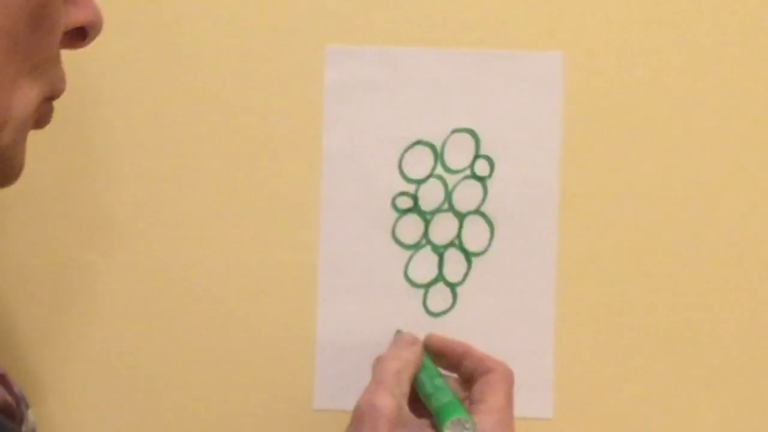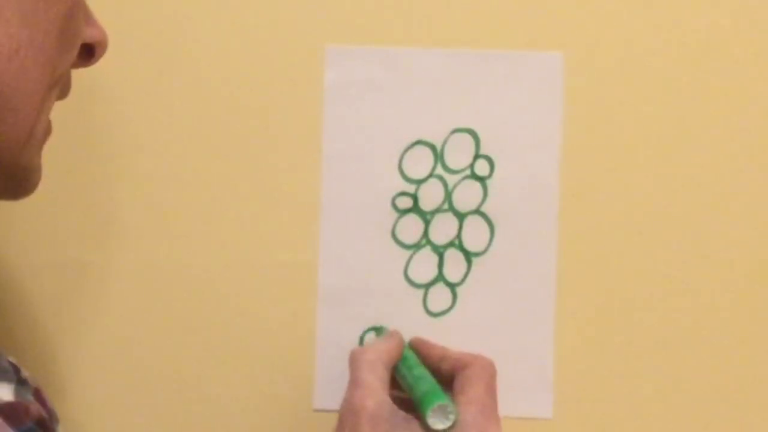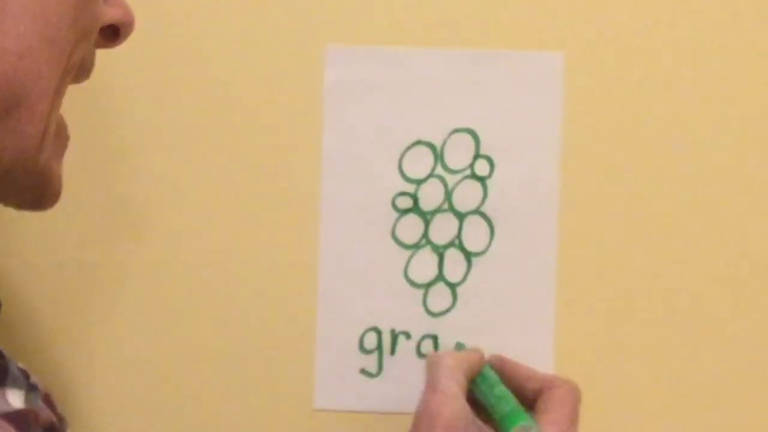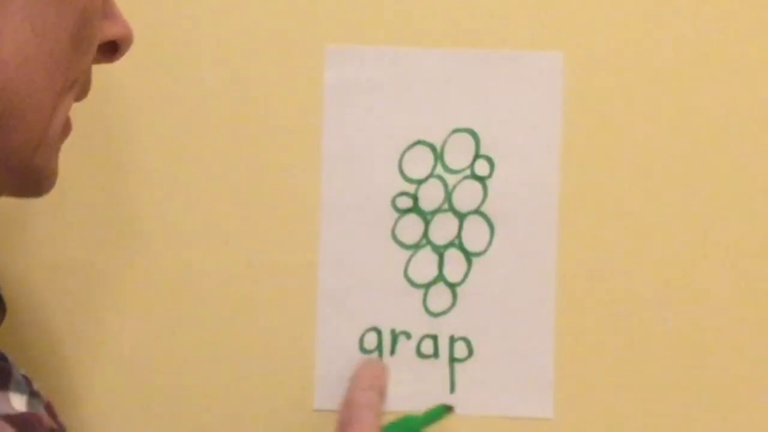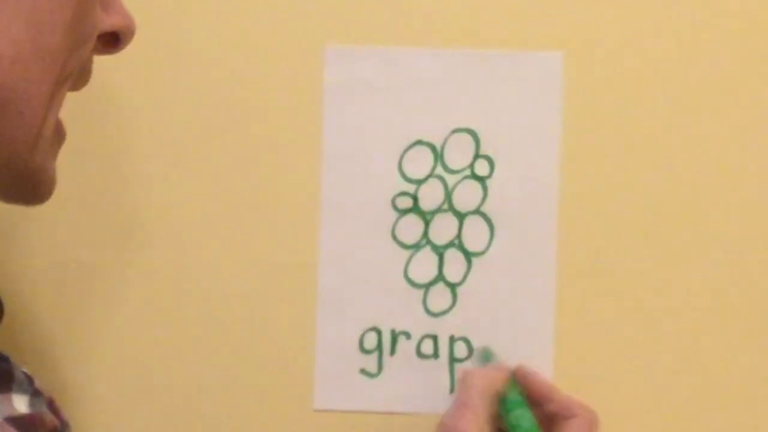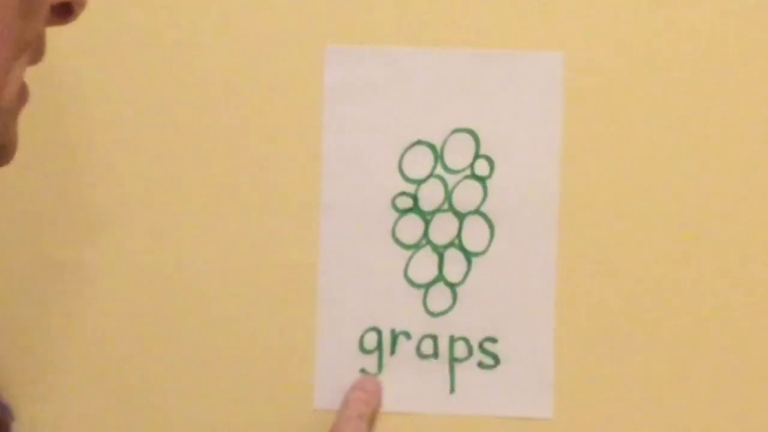Let's write the word grapes. Grapes. Do you hear what I hear at the end? Grapes. Sounds like an S. Grapes. What else went in that fruit salad?